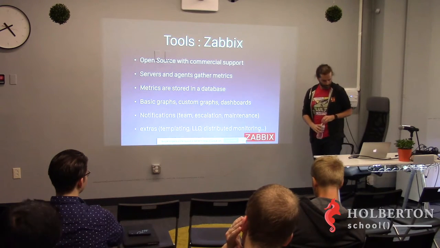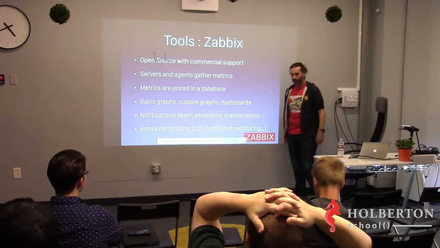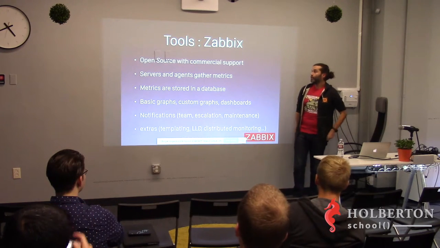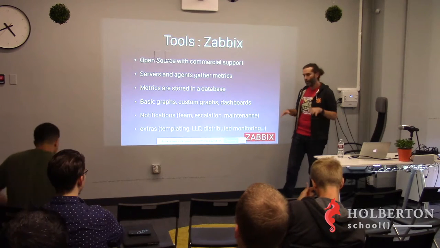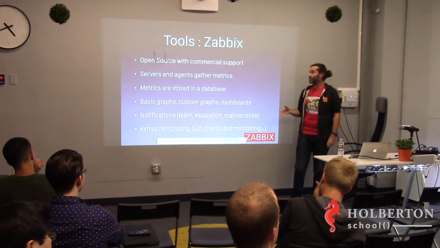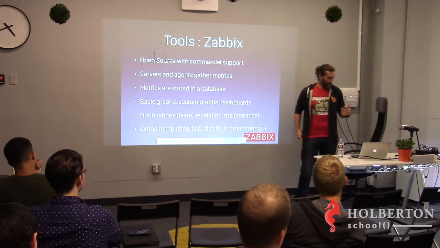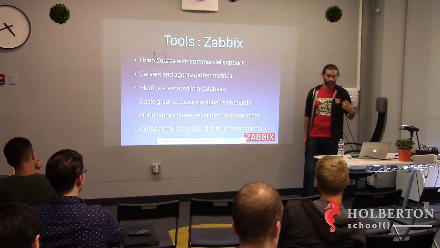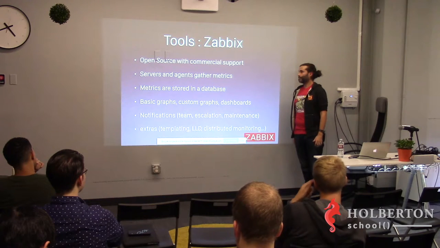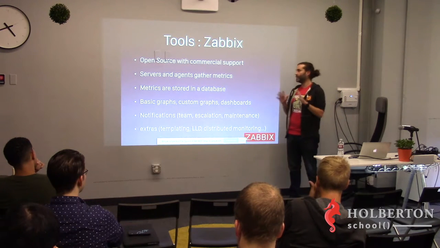Zabbix is an open source software, and you can get commercial support for it. So if you want some custom development on Zabbix, you can pay for it, and then most of the time, these developments are merged into the open source branch of the Zabbix server. So the way it works, you have the Zabbix server that connects to Zabbix agents, and the agents are installed on every machine. On the server you apt-get install Zabbix server and Zabbix frontend for the web interface, and on every machine, you install the Zabbix agent to get metrics and some detailed metrics about your servers. The metrics are collected by the server and stored in a database.